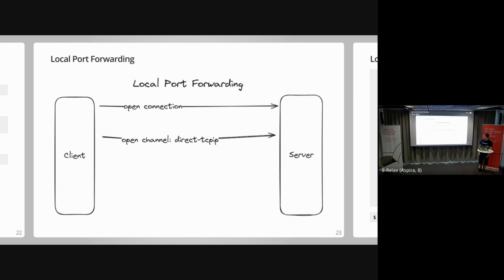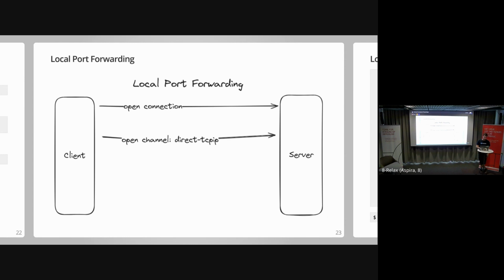Okay. Local port forwarding. It's horrible, right? Two titles. Local port forwarding is a way to tunnel a port from the server to the client. The client opens a new channel of type direct-tcpip, and if the server agrees, it will virtually pull the port.